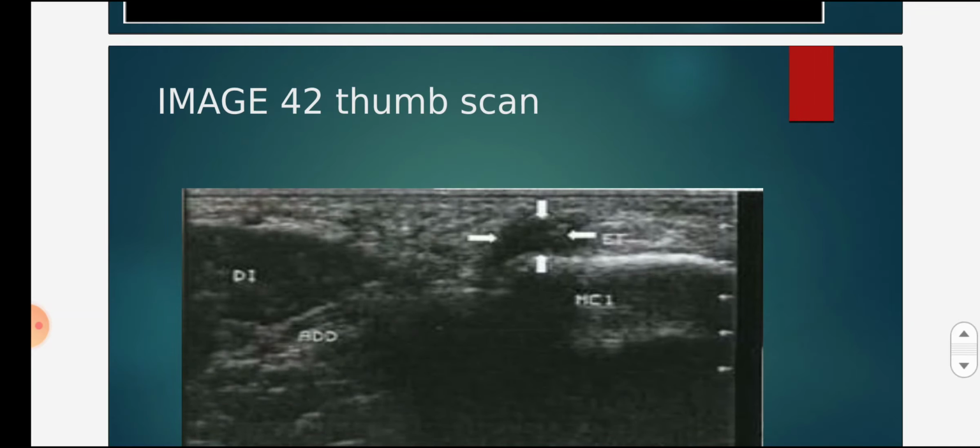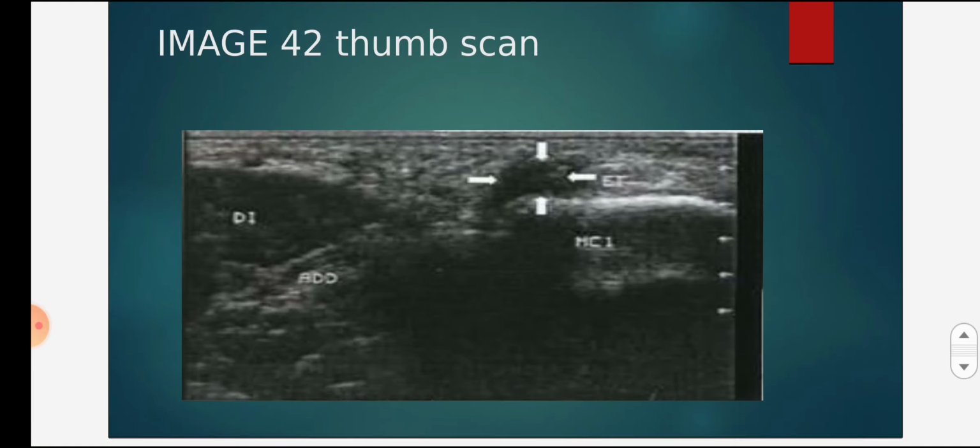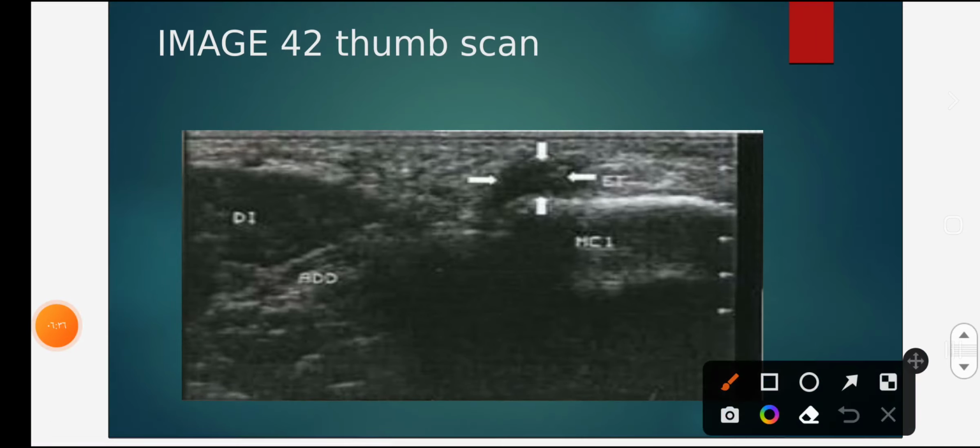Image number 42. The features of the Stener lesion appearance. A rounded and heterogeneous lesion stops proximal to the metacarpophalangeal joint with no visualization of the ulnar collateral ligament fibers. Another one, passive flexion of the interphalangeal joint of the thumb during dynamic ultrasound of the ulnar collateral ligament allows identification of a non-displaced ulnar collateral ligament tear for the Stener lesion.